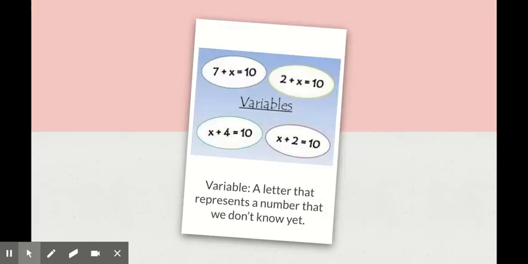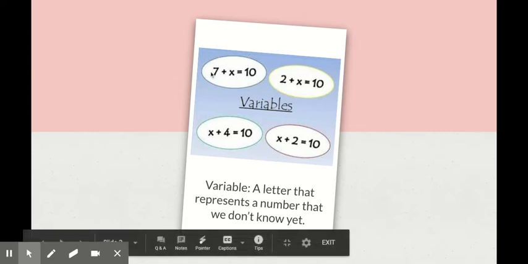Okay, so variables are very important, and those are a part of algebraic expressions. Variables are letters that represent numbers that we do not know yet. So those letters do represent a number, and they can represent different numbers. So let's take a look at some of the examples in the picture here. The first one says 7 plus x equals 10. Well, if I ask myself, what plus 7 equals 10, I know that if I add 3 to 7, I will get 10. So in that case, for 7 plus x equals 10, x is going to equal 3.